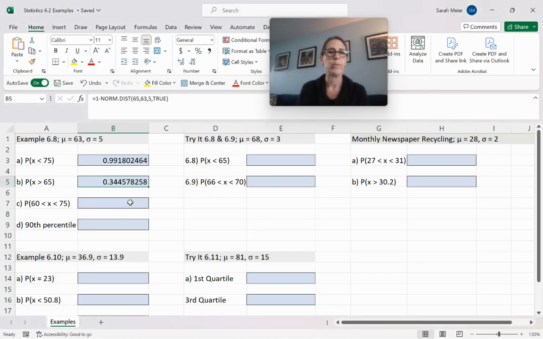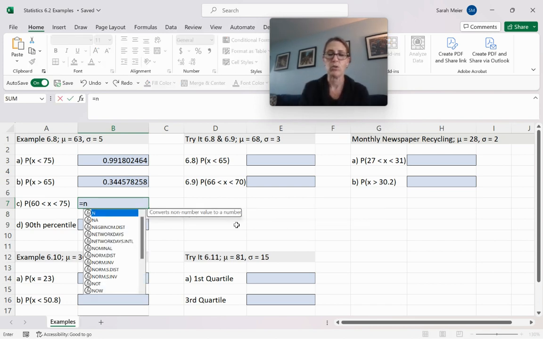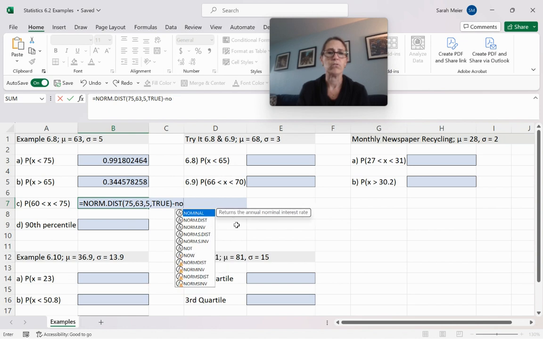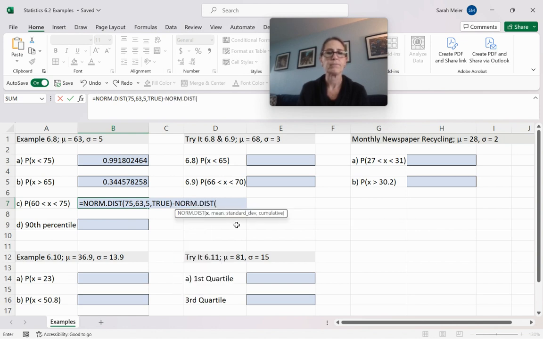So in Excel, when we do our between problems, I usually do them in one cell. I type 2 normal distribution formulas, using the bigger number first, 75. They're both going to have a mean of 63, a standard deviation of 5, and use the word true. But now I subtract off the normal distribution with the smaller number, 60. Again, 63 is my mean, 5 is my standard deviation, and use the word true.